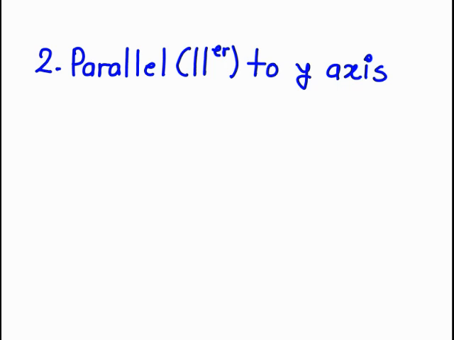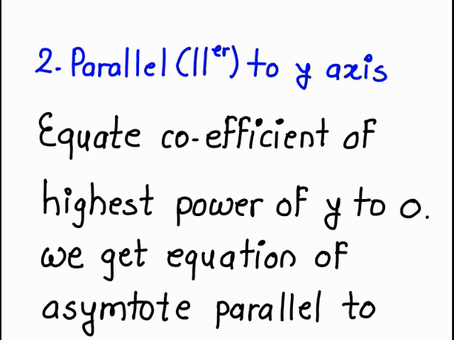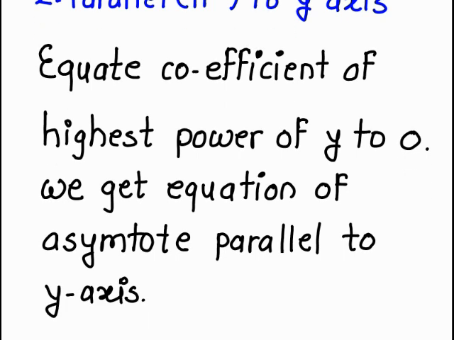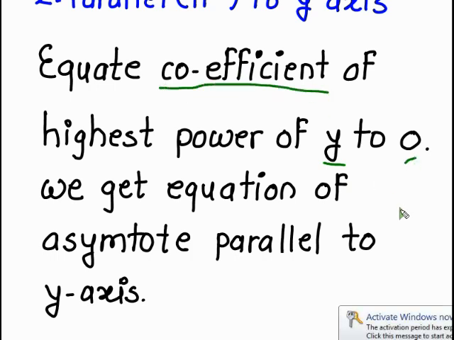Now let's understand the asymptote parallel to the y-axis. Equating the coefficient of the highest power of y to 0, we get the equation of an asymptote parallel to the y-axis.